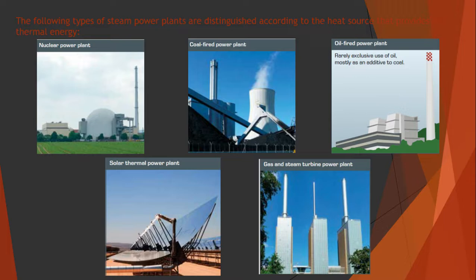Yung mga picture po ay ang some types of steam power plant, and to distinguish different types of these, it must be according to the heat source that provides the thermal energy. Meron po tayong nuclear power plant, coal-fired power plant, oil-fired power plant, solar thermal power plant, gas and steam turbine power plant.